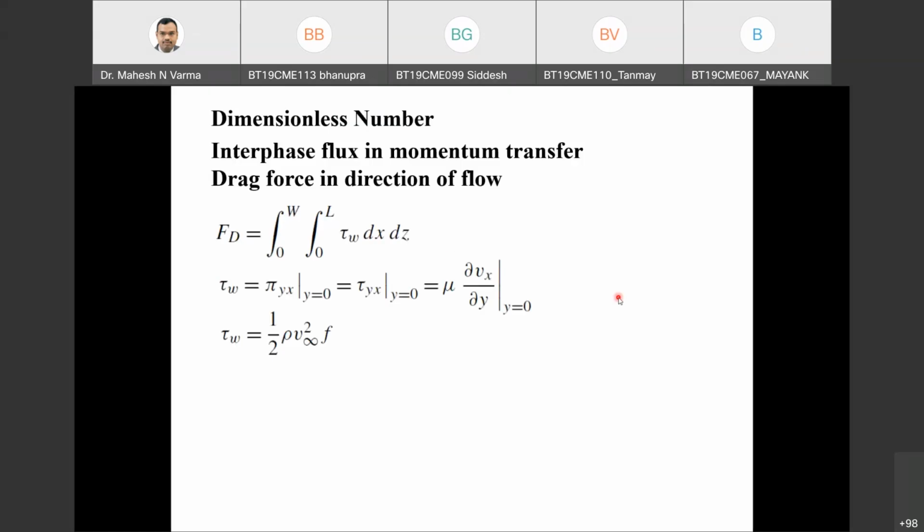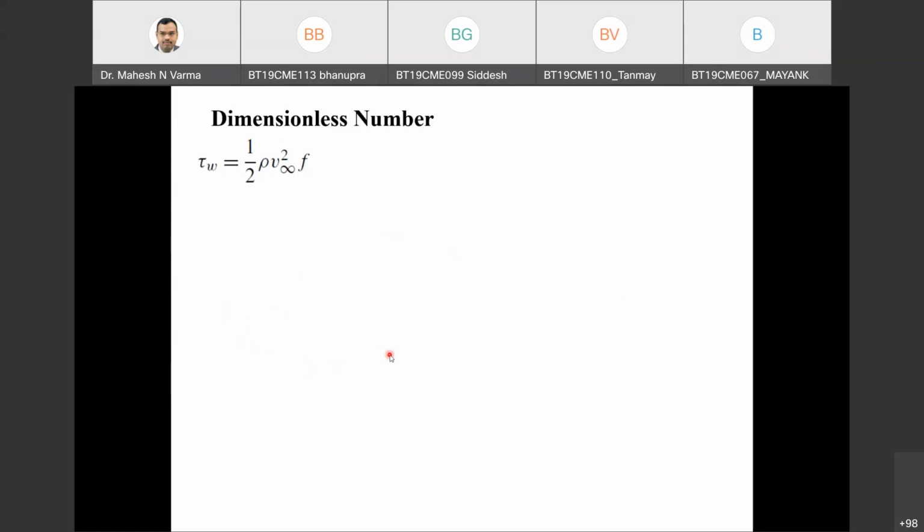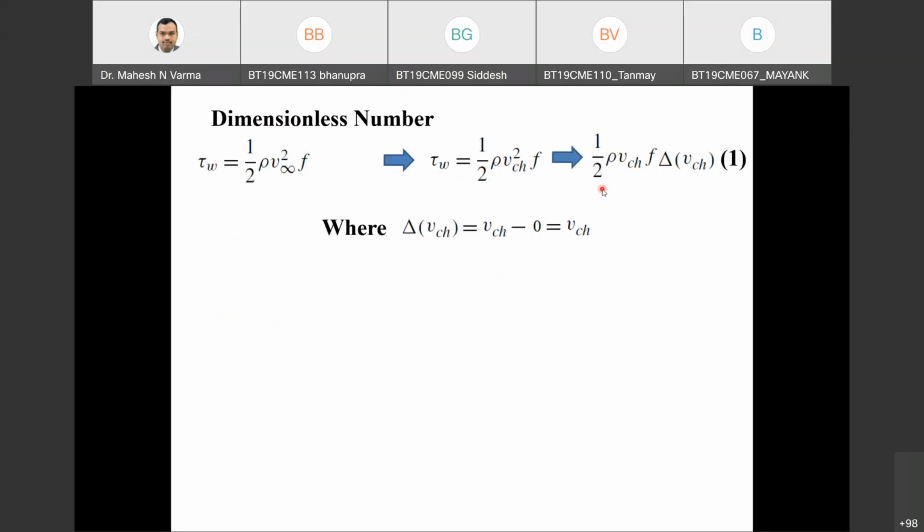Here you can see the interface flux. This is the equation we have used in interface flux for momentum transfer. Now I can rearrange this equation into this form: tau w equals half rho V_CH, where V_CH is the characteristic velocity. Characteristic velocity means a velocity which can be a property of the system. Moreover, this can be written as 1 over delta_CH, the gradient, where delta_CH is delta_CH minus 0.